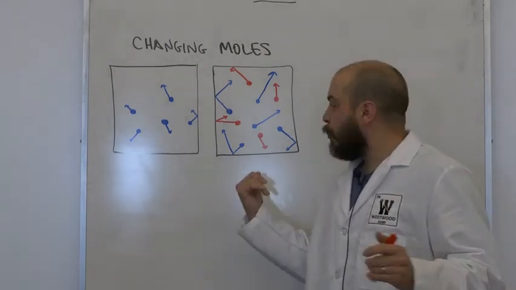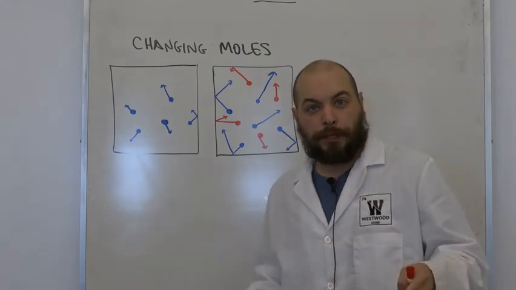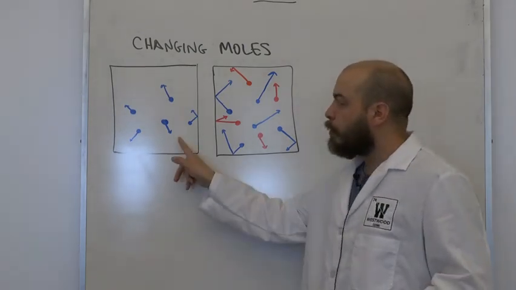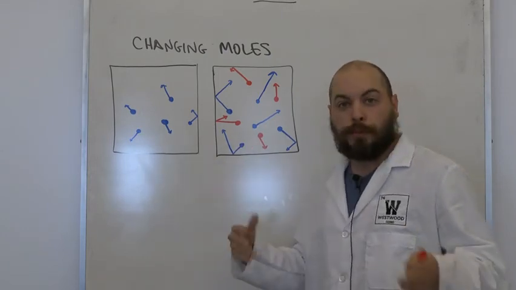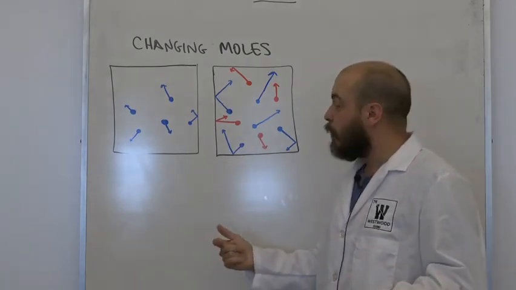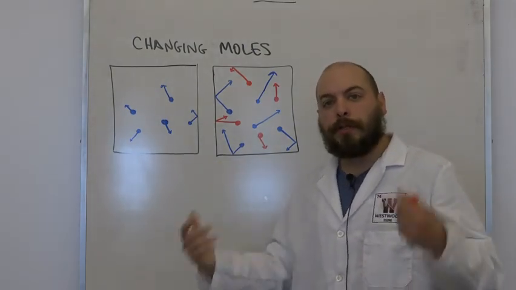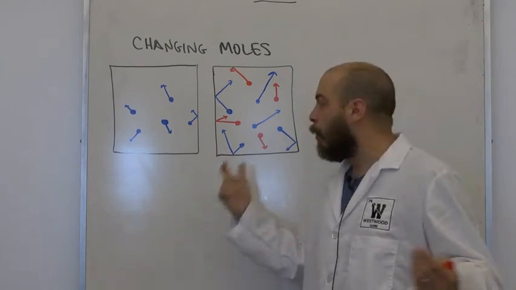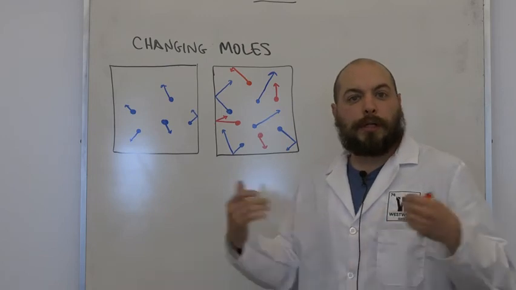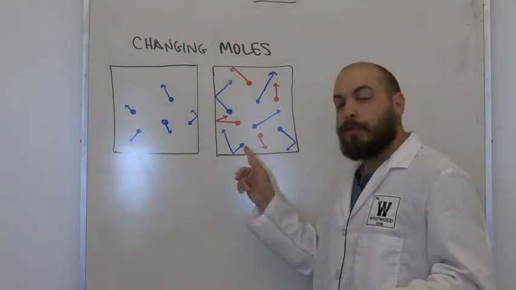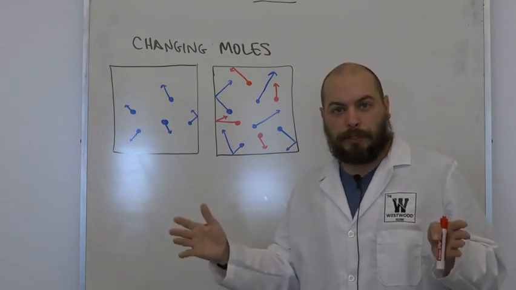The final relationship we're going to look at here is how changing the number of moles might impact the pressure. So when it comes to changing moles, what we're doing is simply adding, in this case from left to right, more moles of gas, more molecules of gas. Well, as you increase the number of molecules, you're going to increase the number of collisions with the wall. Again, molecules are moving randomly. So the more molecules there are, the more of them are going to collide with the wall. That is going to increase the pressure due to the increased number of collisions.